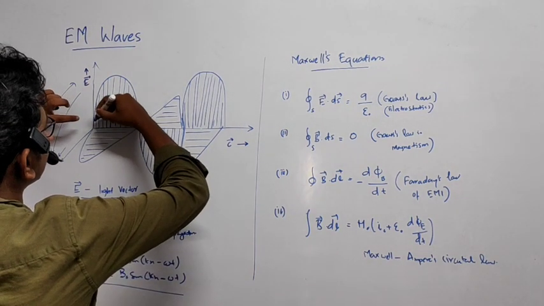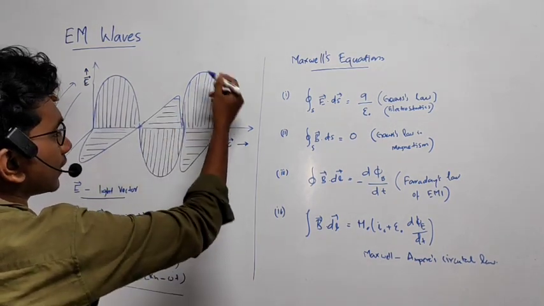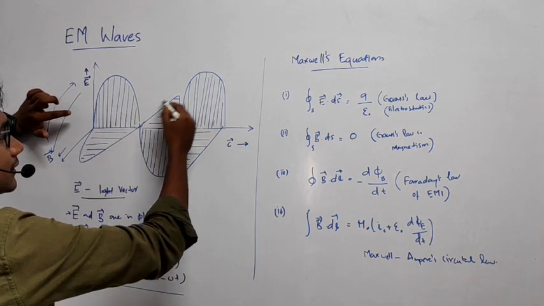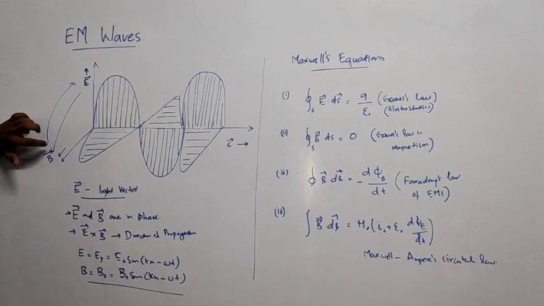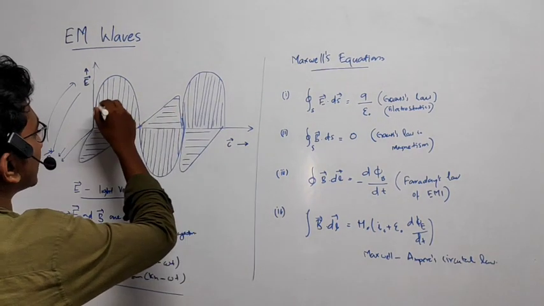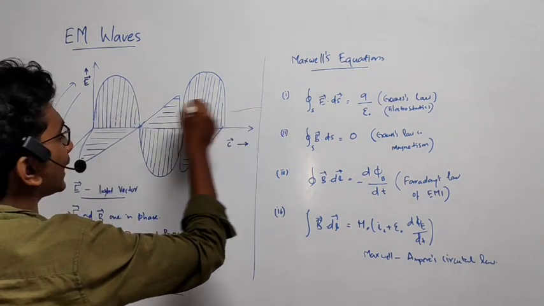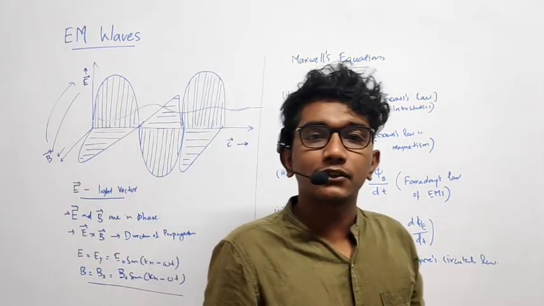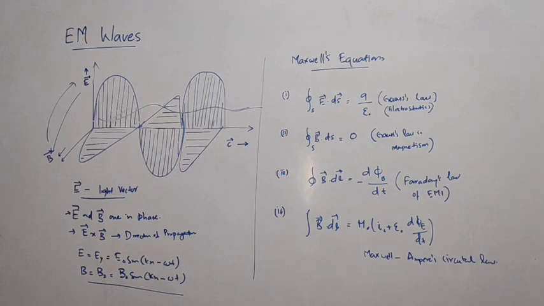Look at this. This is the electric field in the y direction, I have shown it like this. Okay, and on the z axis, this is the magnetic field. So where will the electromagnetic wave be? The electromagnetic wave will propagate along the x-axis. Okay, the electromagnetic wave will propagate along the x-axis.